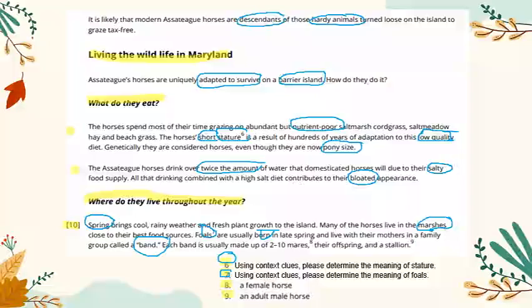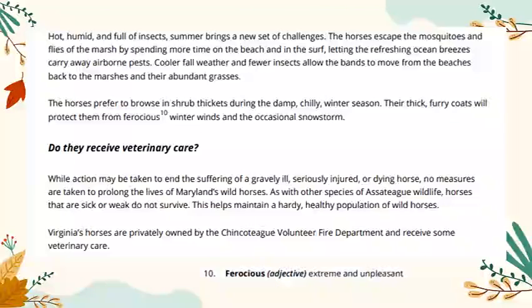Each band is usually made up of 2 to 8 mares. Mares, number 8, down here says a female horse. All right, so 2 to 8 mares or girls. Their offspring are the babies or the foals. And a stallion, number 9, stallion means an adult male horse. And so that is what makes up a band at Assateague Island. All right, so on that last slide, a band is made up of 2 to 10 mares. I kept saying 8 because the number 8 was there for the vocabulary word.